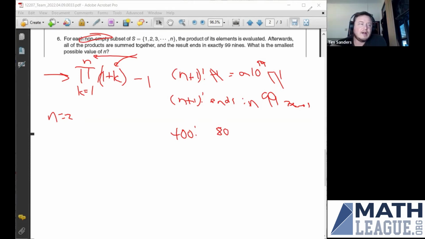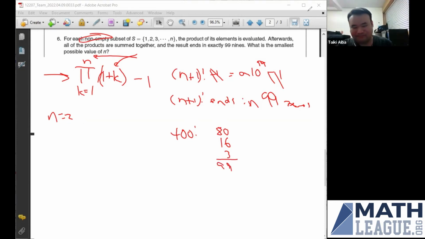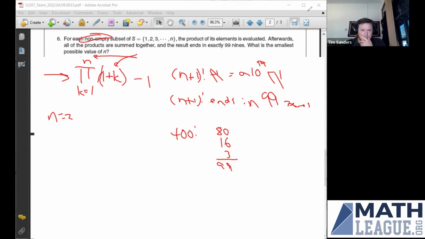And then I divide that by 5. Right? So 80 divided by 5 is 16. I divide that by 5 with no remainder, and that's a 3. Right there, that gives me 99 zeros, right? So 400 factorial ends in 99 zeros.